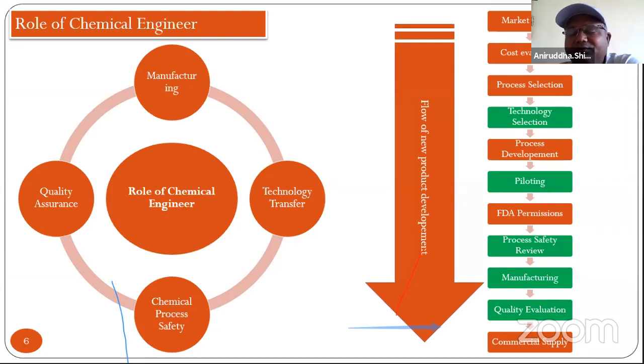After that, they have to do the process safety review, considering the plant angles. Because right now we have the data with a max of 10 kg batch size. Now we have to move to 200 kg, 300 kg, 1 ton. So that is a huge volume. For that, process safety review is very important.